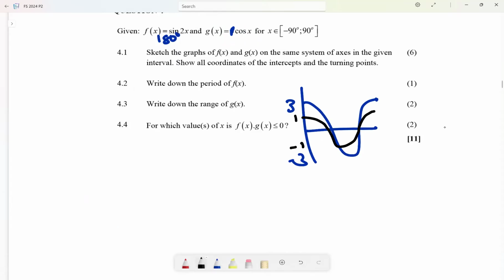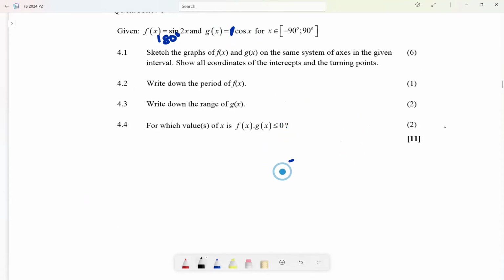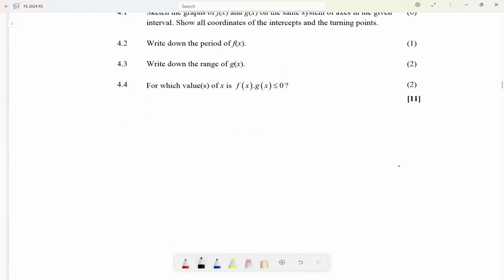At 1 and negative 1. If it was just cos x, I will sharp. Now, I want you to sketch the graph of f of x and g of x on the same set of axes in the given interval. Which interval? Negative 90 to 90. Okay, I want you to draw.